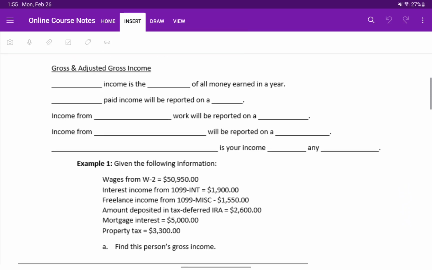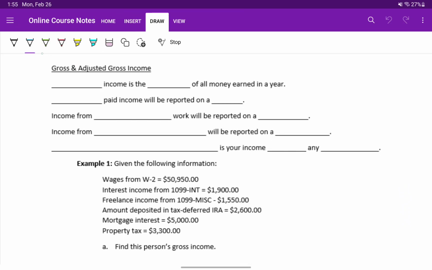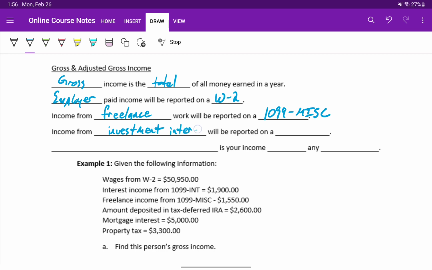First, we want to look at identifying someone's gross and adjusted gross income. So gross income is just the total of all the money that you've earned in a year. Any employer-paid wages will be reported on a W-2. Income from any freelance work. So if you get hired not as an employee, but just to do some contract work, freelance work would be reported on a 1099 MISC. Income from investment interest will be reported on a 1099 INT, short for interest.